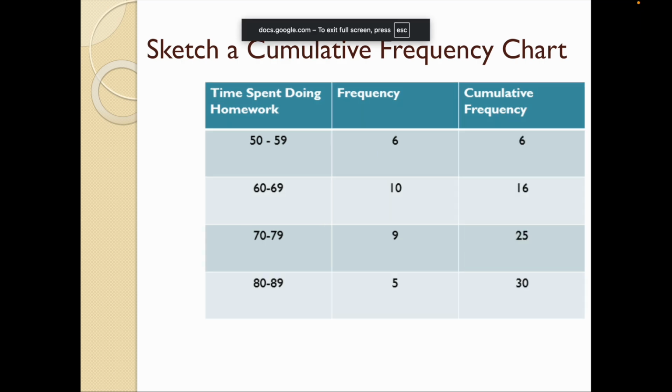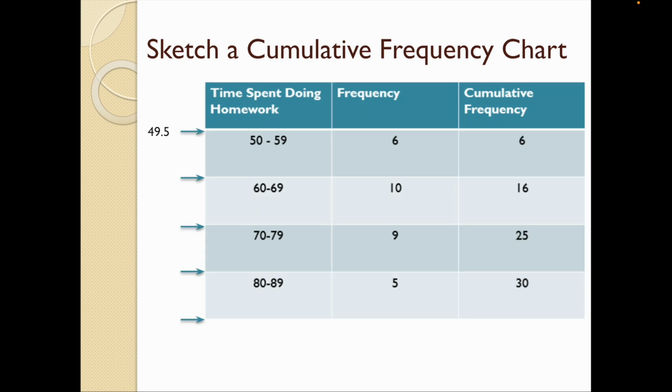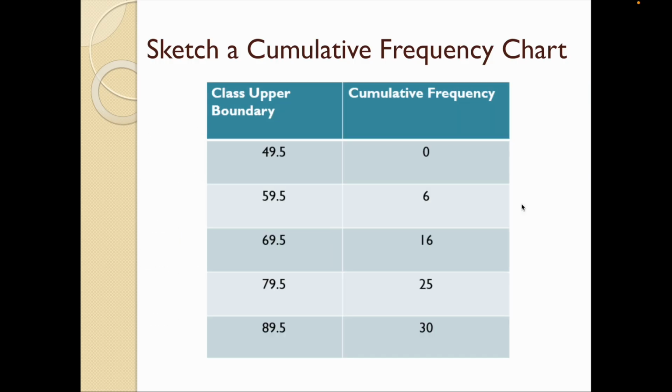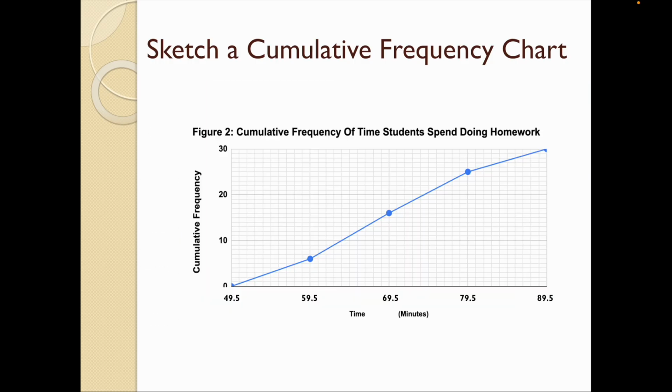So it's going to be this, and then once we do our boundaries, we know that 9.5 is going to go to 0, 59.5 is going to go to 6, 69.5 is 16, and so forth. Then we take these points and plot them on the graph. So this is what it's going to look like. Okay, so once we got that, we know what's happening.